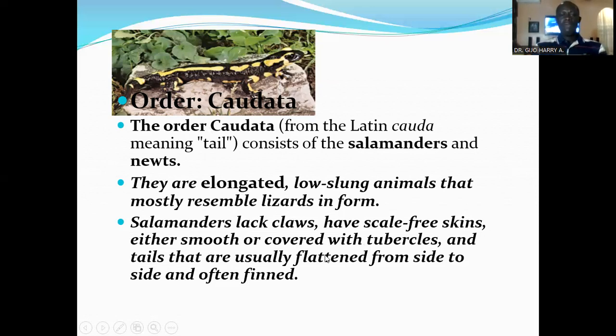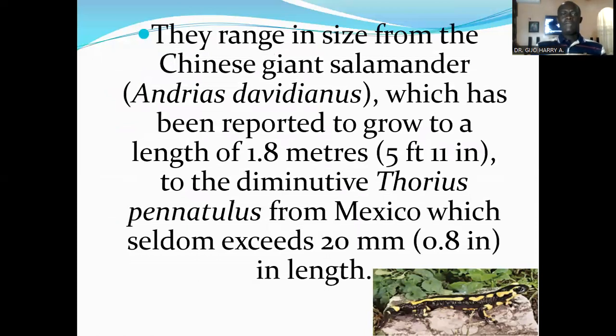And the tails are usually flattened from side to side. At the lateral side, they're laterally flattened and also have fins, as if they are caudal fins. They range in size from the Chinese giant salamander, Andrias davidianus, which has been reported to grow to a length of 1.8 meters, that's 5 feet 11 inches, to the diminutive Thorius pennatulus from Mexico, which seldom exceeds 20 millimeters, that's 0.5 inches in length.